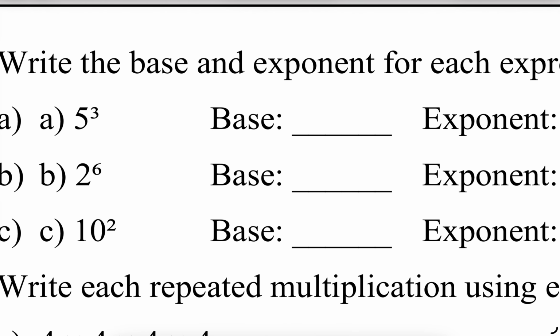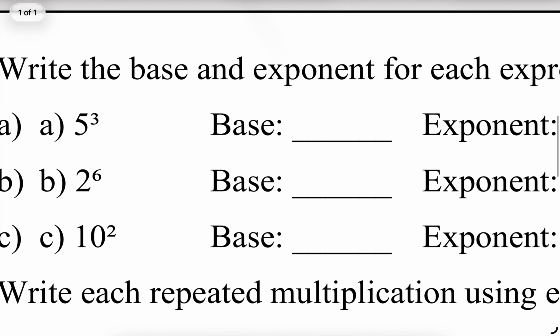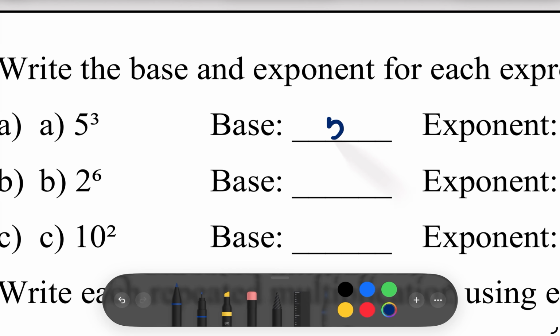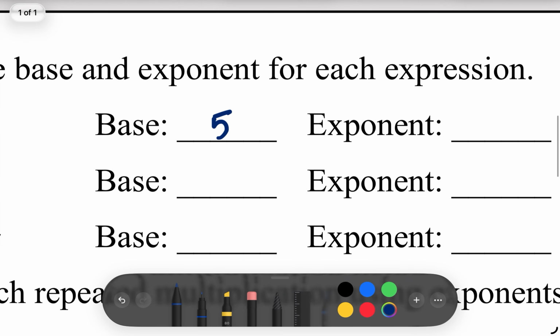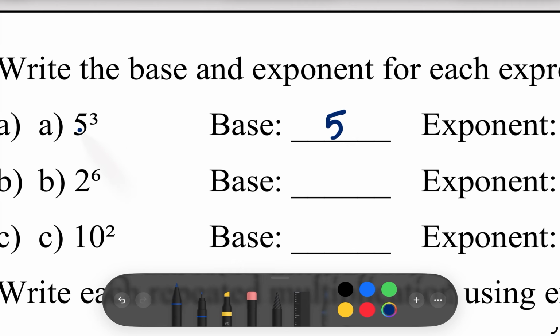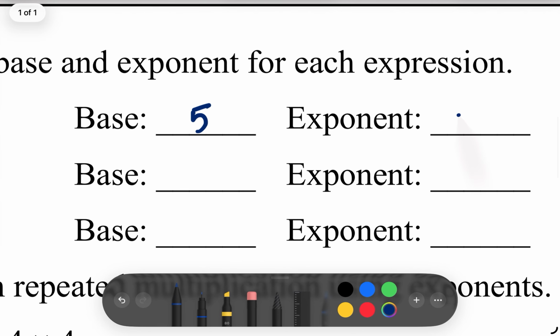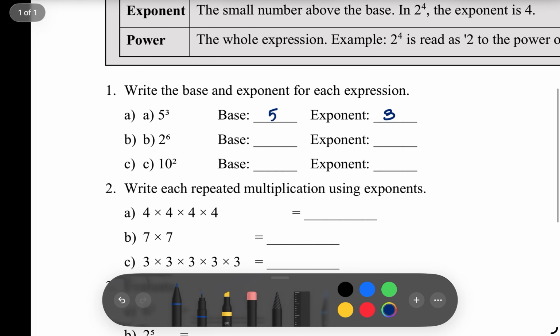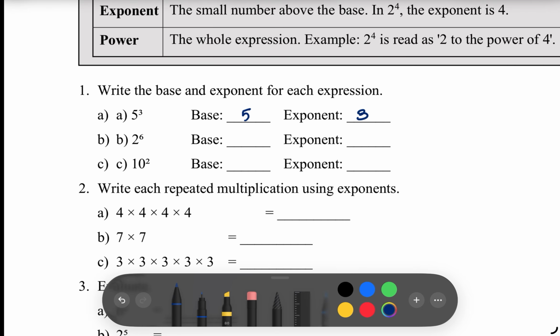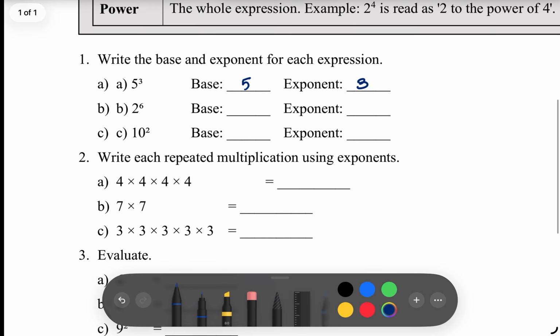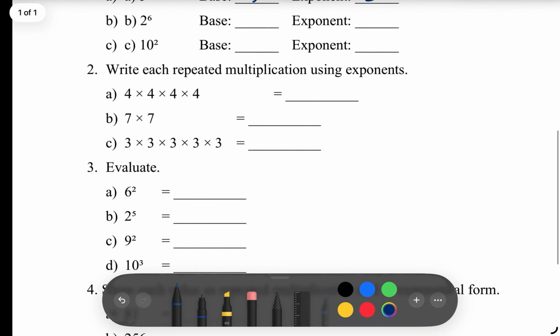So what is the base? Yeah, you got it. It is 5. And the exponent is 3. Good job. So the same way you have to answer the remaining. What is the base of 2 to the power 6 and the exponent of 2 to the power 6, like that. Okay, let's go to the second question.